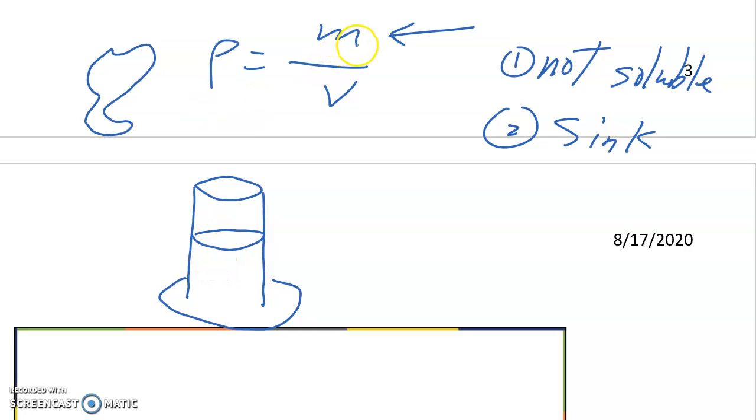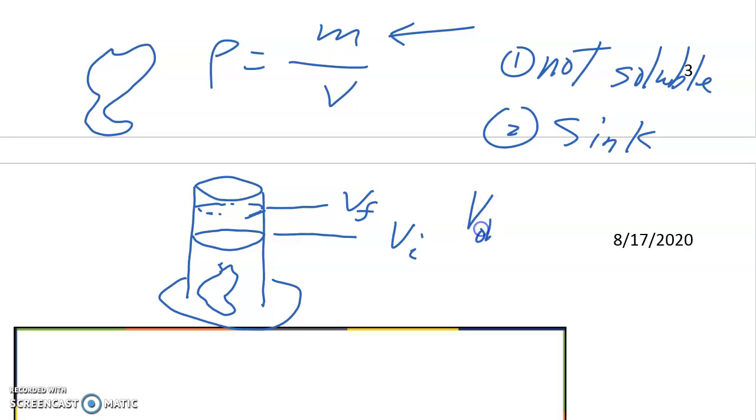Okay, so the first thing is to measure the mass of the object. Later, put the object in here. Before that, let's read this one. So this one is V initial. But after you put the object in, what happens is, this liquid level is going to rise to a new volume reading, V final. So what is the volume of the object? The volume of this object will be equal to V final minus V initial. Okay, so that is this volume over here.